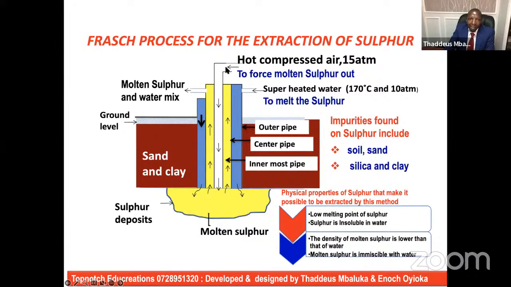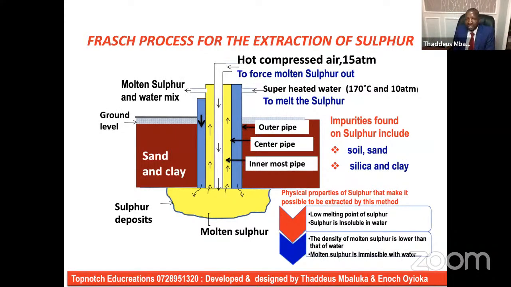Then the innermost pipe, we are putting hot compressed air at 15 atmospheres. The work of this one is to force the molten sulfur out through the middle pipe. This is whereby we are pouring the molten sulfur and water. Remember, sulfur and water don't mix, of course. When they are mixed, they are simply separated because molten sulfur is immiscible with water. So it's going to form two layers, and of course, will be collected separately.